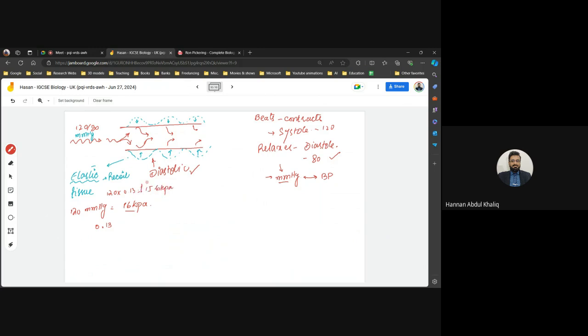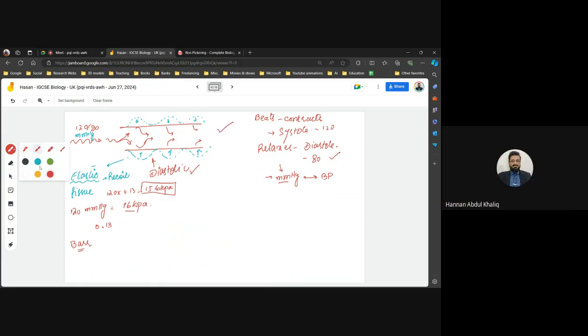So blood pressure can be measured in kilopascals, and it can also be measured in bar. But when it comes to the medical field, we always measure blood pressure in millimeters of mercury. Do you want more explanation about it, or should we move on? Okay, so this is the work of the artery.